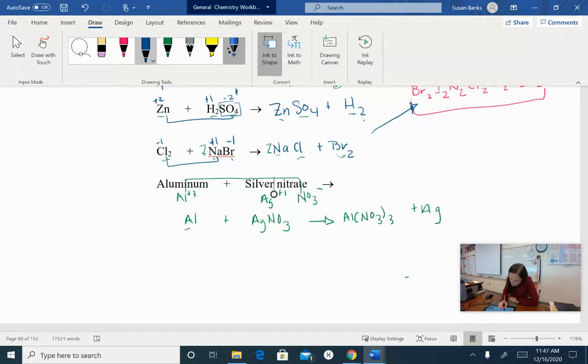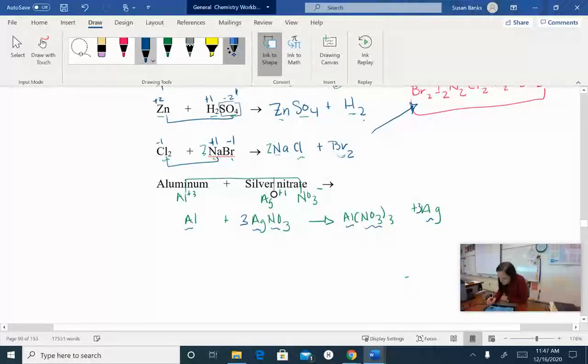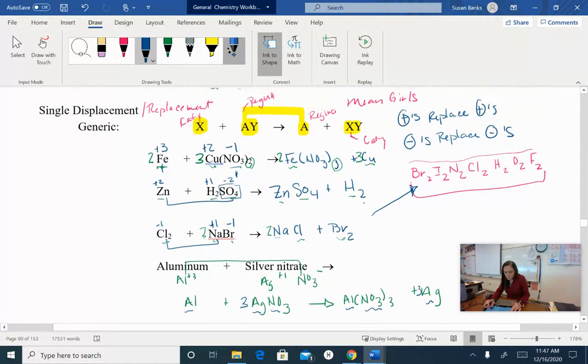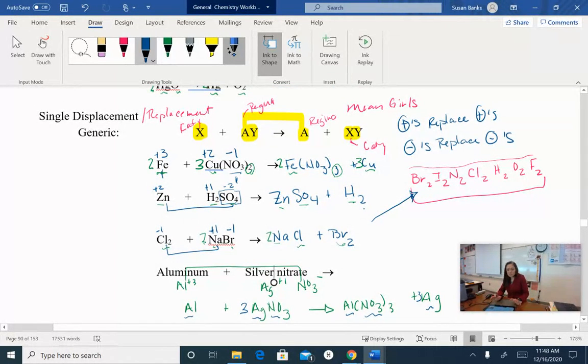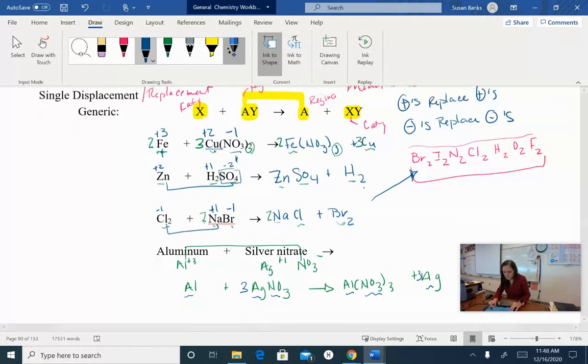I've got 1 aluminum, 1 aluminum. I'm okay. 1 silver, 1 nitrate group, 3 nitrate groups. So I need to multiply my silver nitrate by 3, which means I need to multiply my silver by 3. Okay, so single replacement or single displacement, we're just switching one element for another in a compound. We're just trading partners. Just one of them, though.